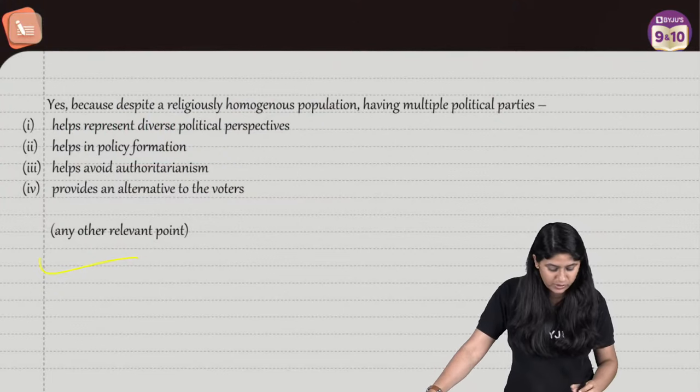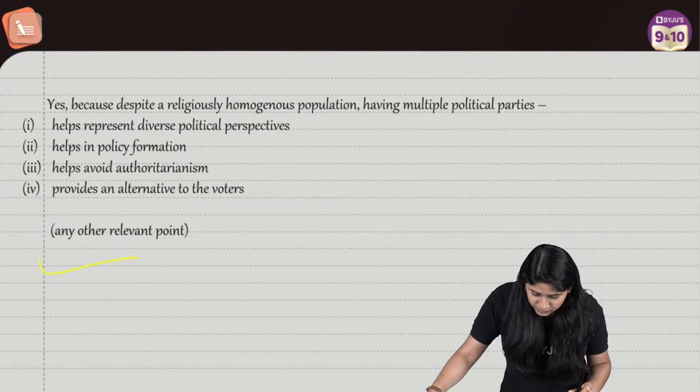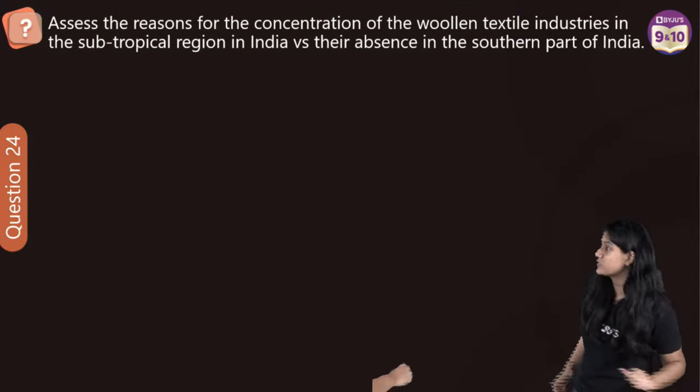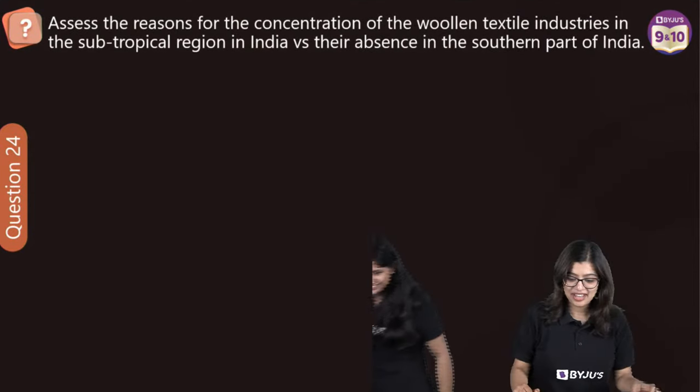And now, of course, we're calling Aishwarya ma'am, because I think we have a geography question. Yeah. I'm not able to identify. It says India, so I was like, geography. Okay.